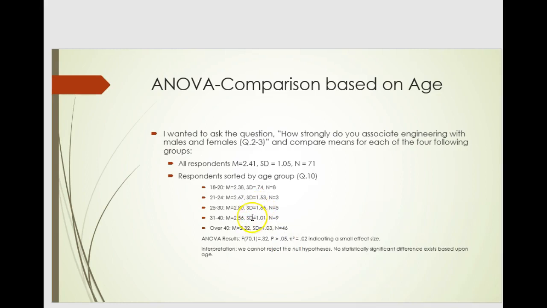The skew gets a little bit more centric, in other words, less male-oriented, more oriented toward the middle, as the age groups get a little bit older. For my ANOVA results on these comparisons, I have an F of 0.32 and a P that was much greater than 0.05, and an eta squared of 0.02, which indicates a very small effect size. Actually, about 2% of the effect came from the age. So basically, we cannot reject the null hypothesis.